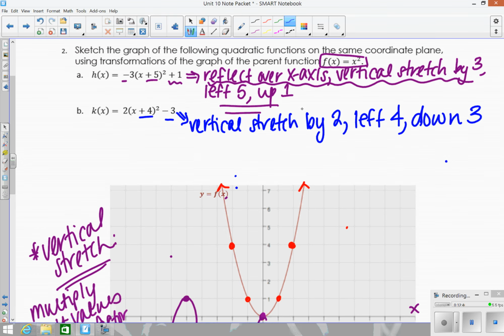So again, I'm going to break this up into 2 parts. First thing I'm going to do is the vertical stretch. So I always do the stretches and the reflections together. And then once I get that graph, then I'm going to shift it. Then I'm going to do the left 4 down 3.